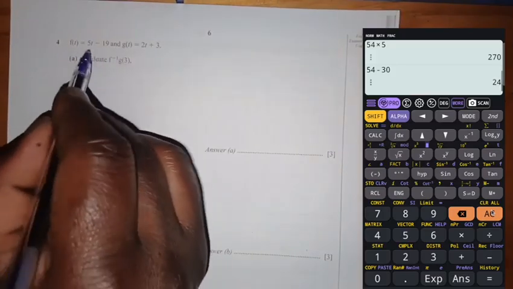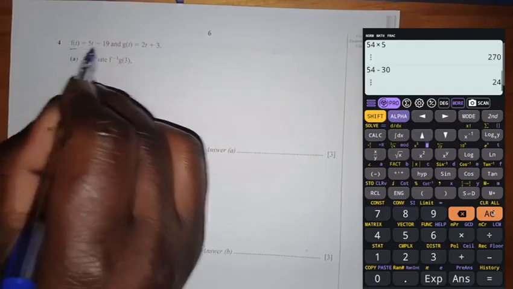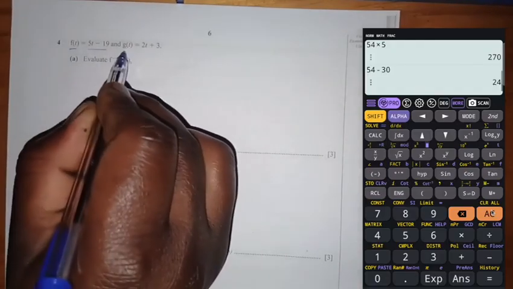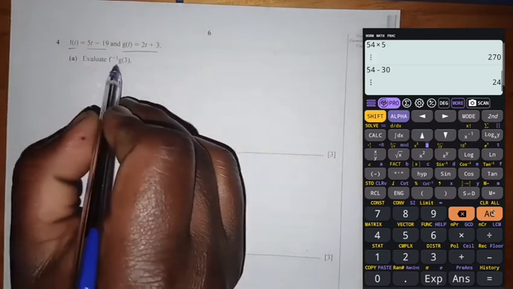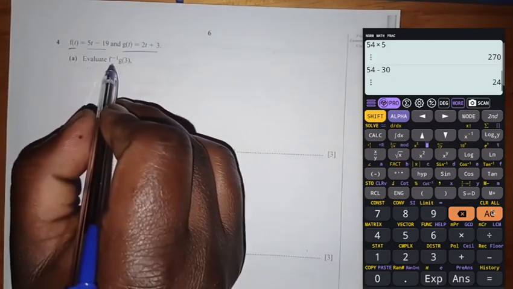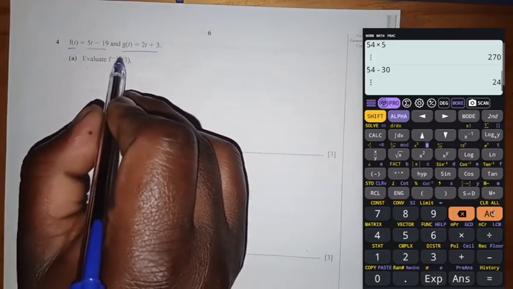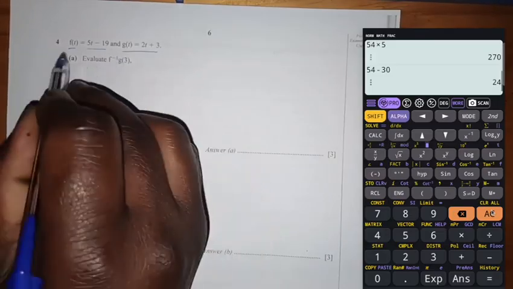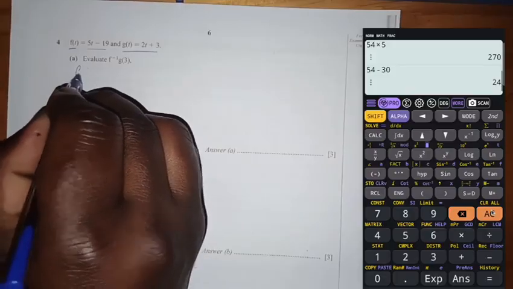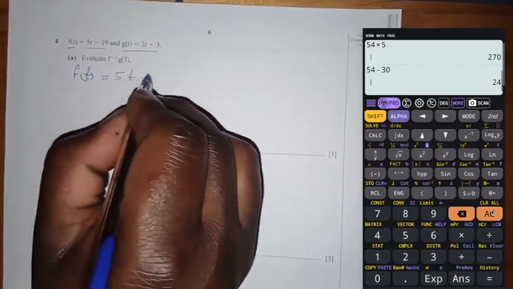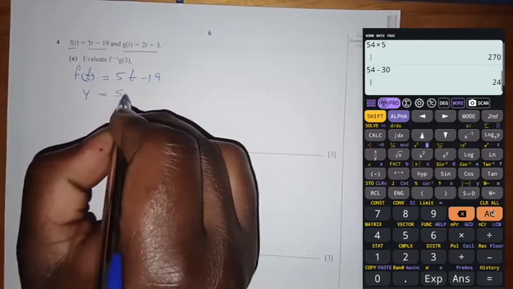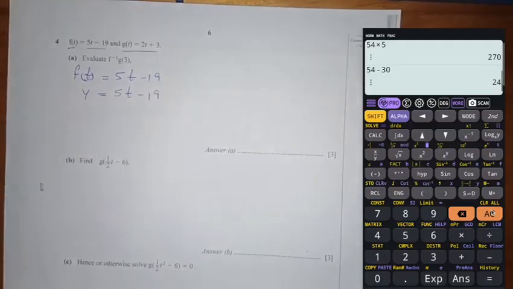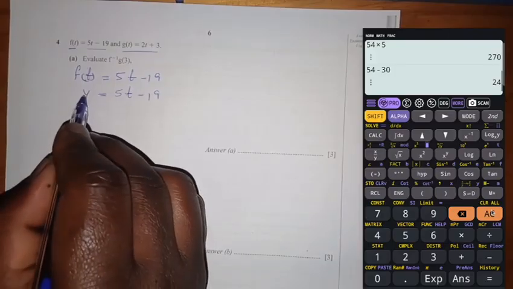Now we have f of t is 5t minus 19, and g of t is 2t plus 3. Evaluate f inverse of g of 3, which means we need to first find the inverse of f. So to find the inverse of f, first replace f with y, so y equals 5t minus 19. Next, swap y and x.